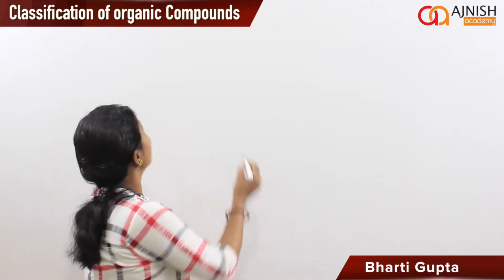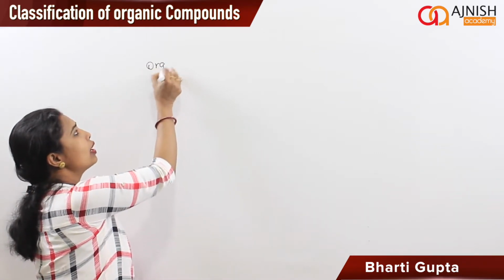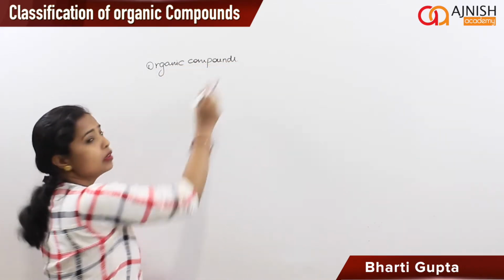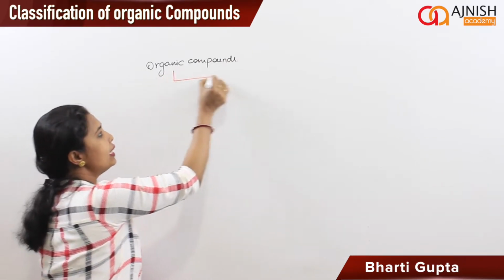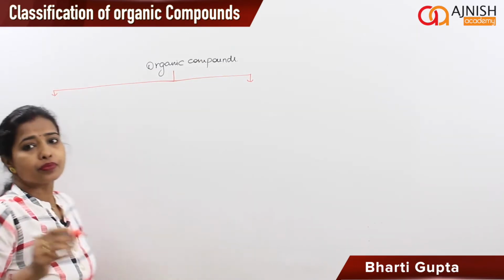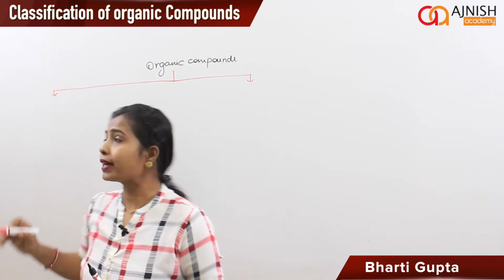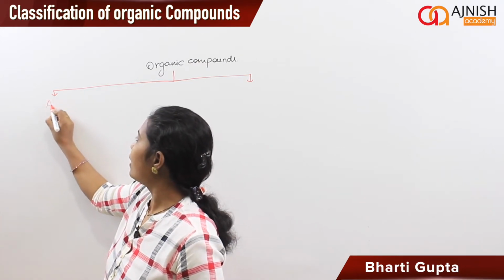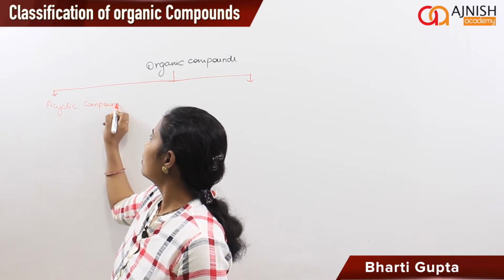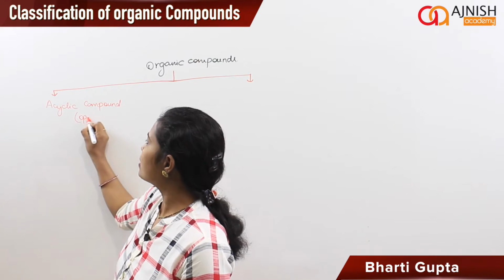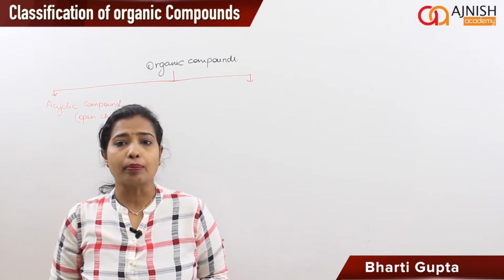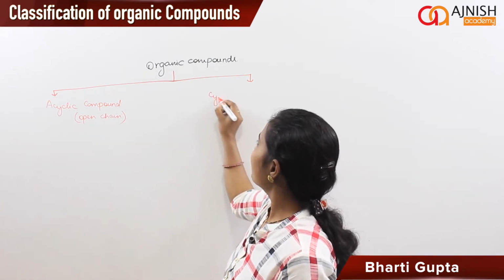If you take all organic compounds, first of all, they are classified into two broad categories. What are the two broad categories? One is acyclic compounds. Acyclic means there is no ring, so these are basically open chain compounds. And the other is cyclic compounds.